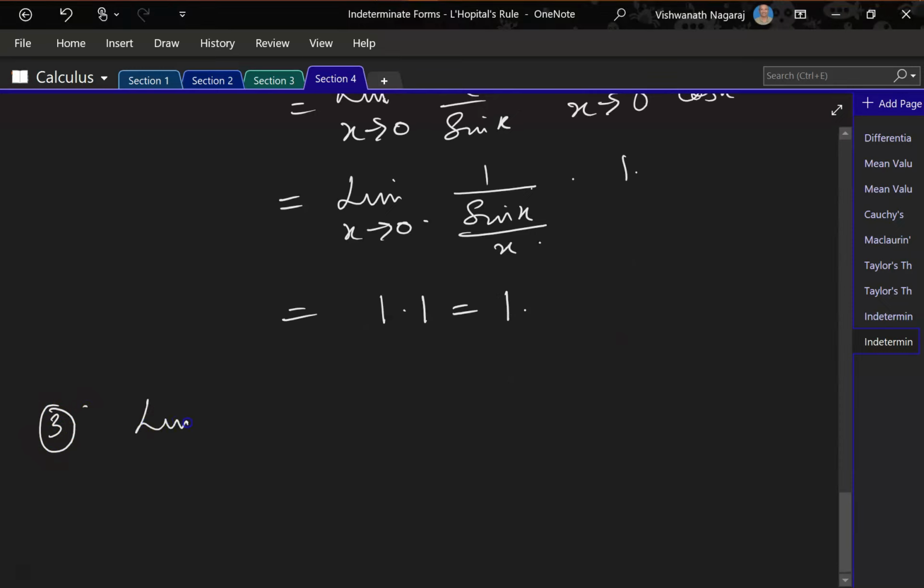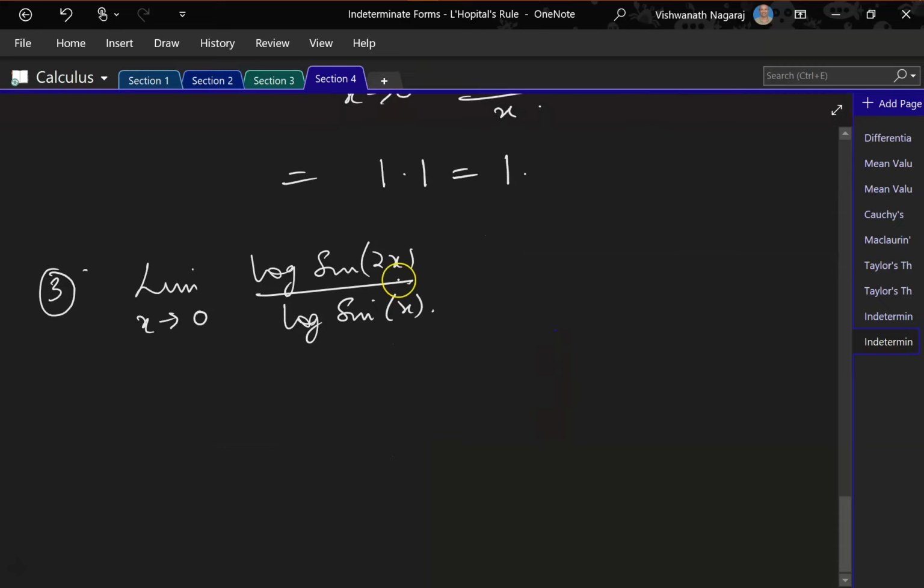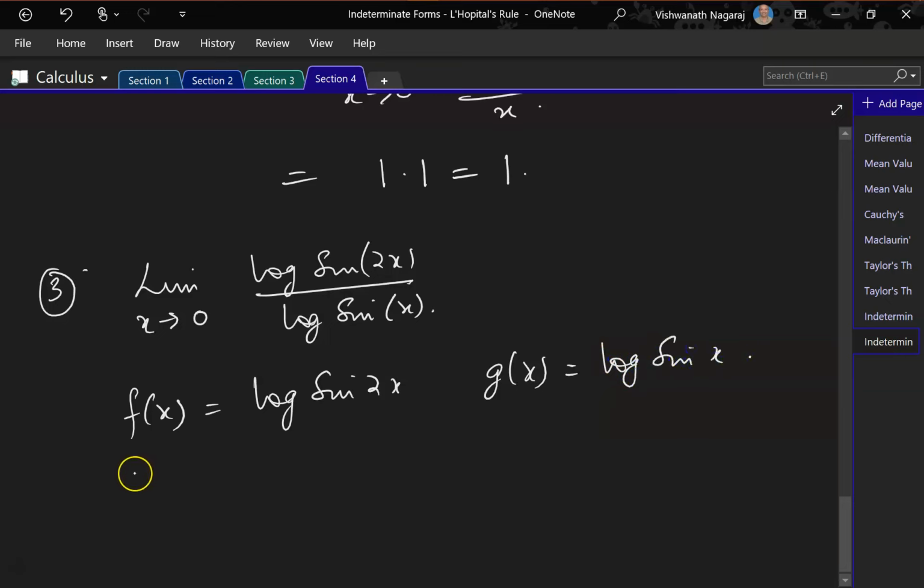Now we have to evaluate limit as x approaches 0 of log of sin 2x by log of sin x. Okay. Now if you put x equal to 0, sin 0 is 0, log 0 is infinity. Same way, sin 0 is 0, log of 0 is infinity. So which means we need to do something. So let's say f of x is equal to log of sin 2x and g of x is equal to log of sin x. Let's apply the L'Hopital's rule.